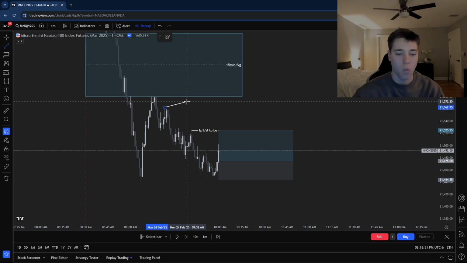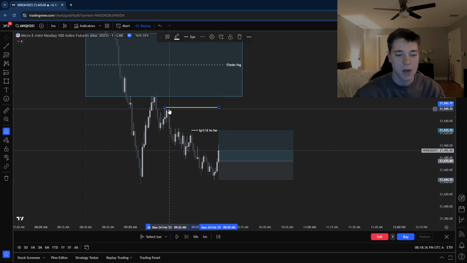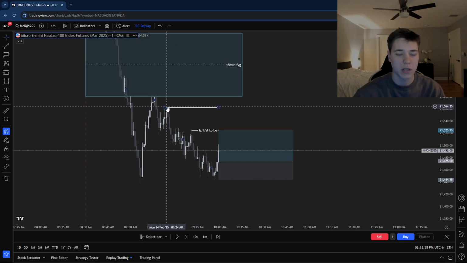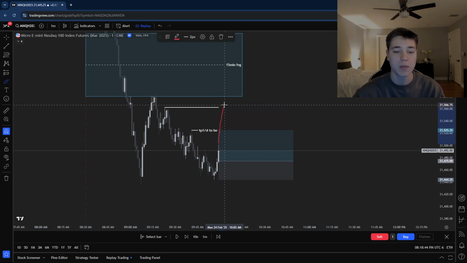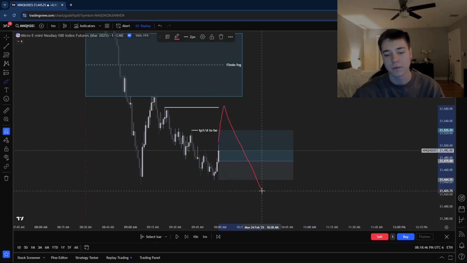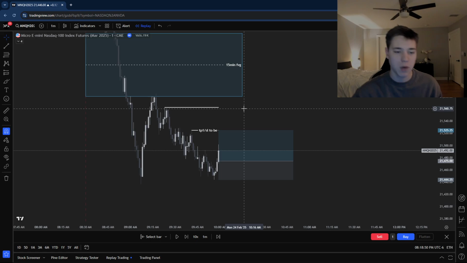So you might be asking, why am I taking out at that high right there? That is a resting high that has a liquidity pool sitting above it. So there might be a chance that we could come above these highs right here, sweep it out, and then continue lower after that. So there's a chance that could happen. So that's exactly why I want to put a take profit there.